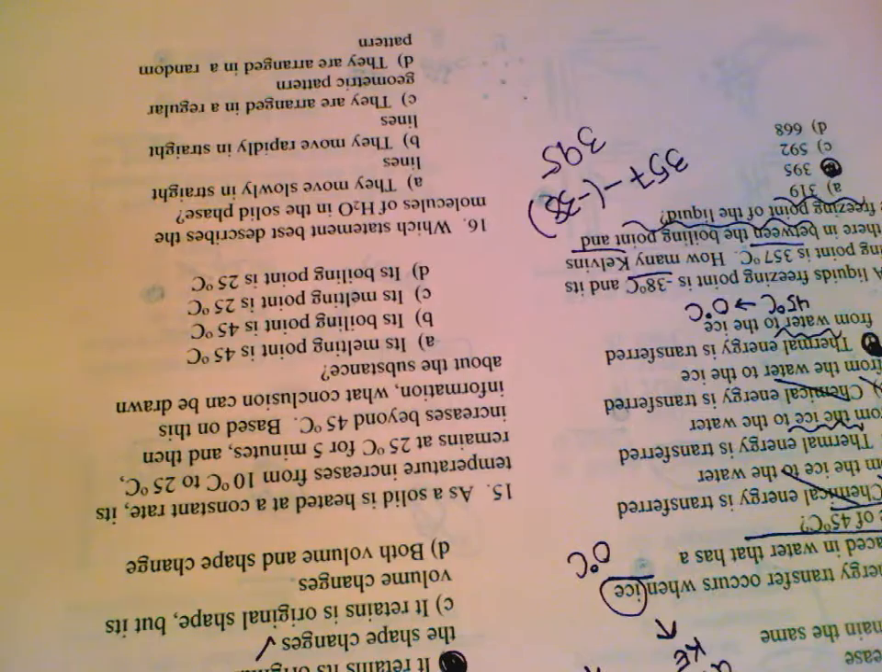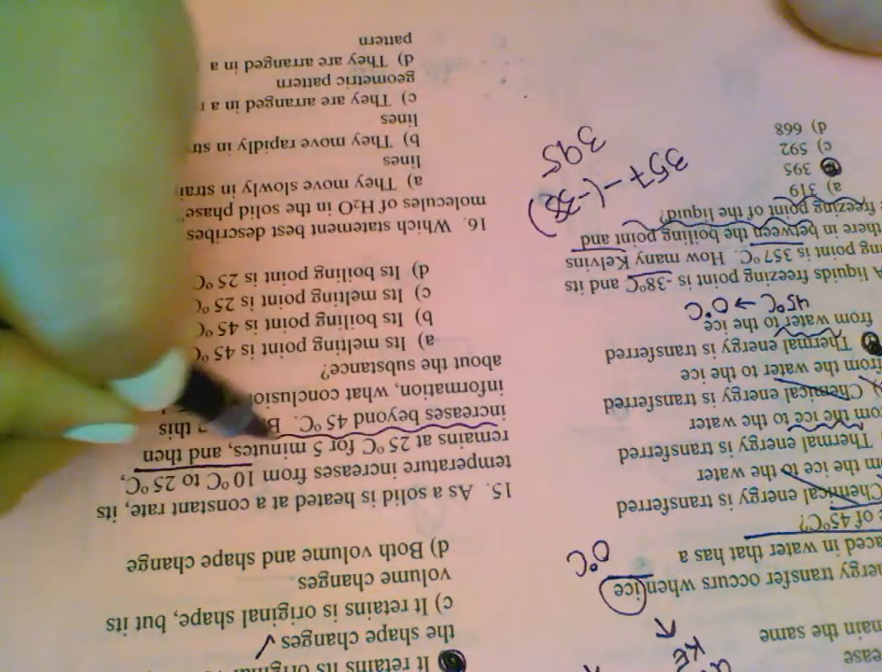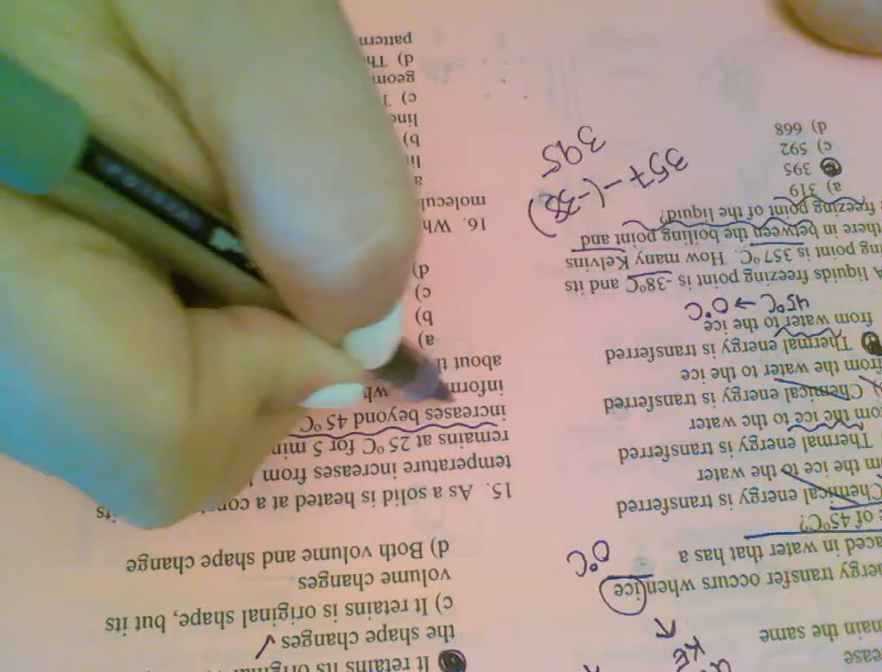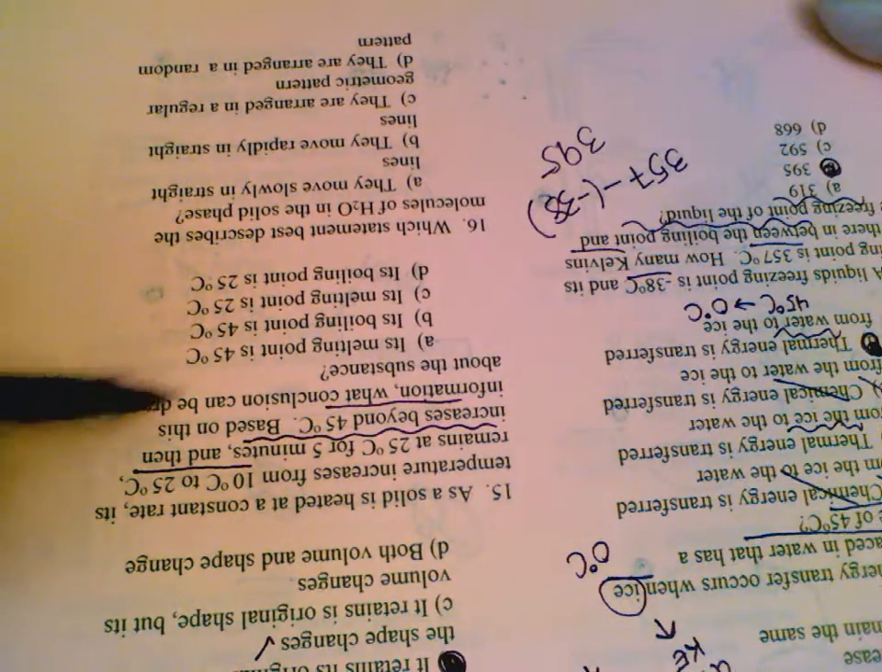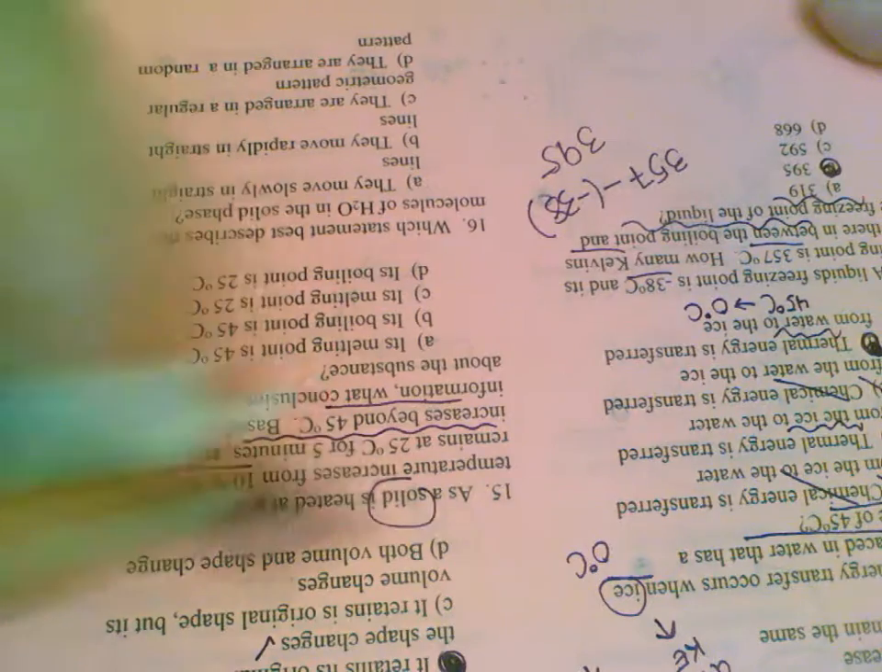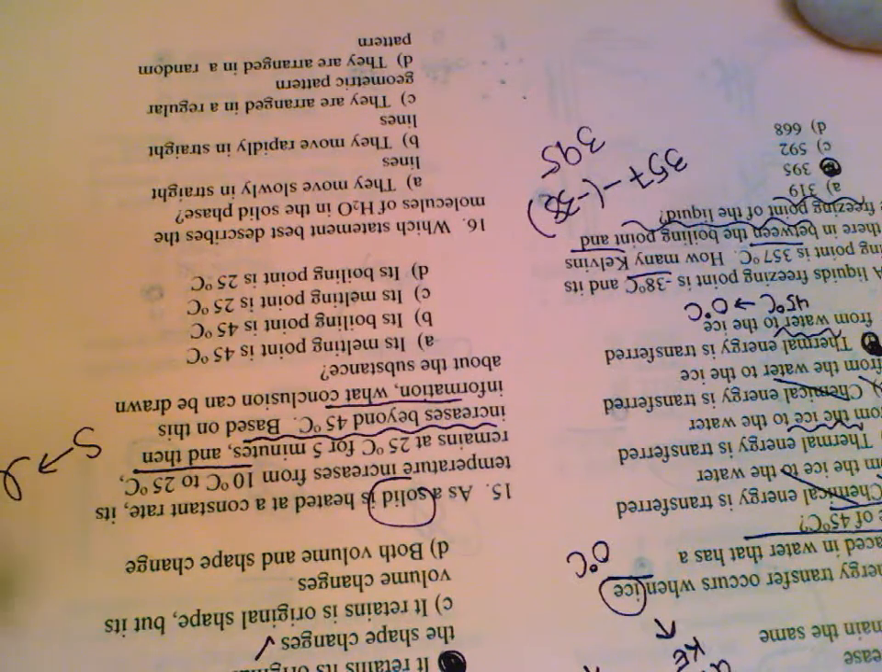15. A solid is heated at a constant rate. Its temperature increases from 10 to 25 degrees Celsius, remains at 25 degrees Celsius for 5 minutes, and then increases beyond 45 degrees Celsius. Based on this information, what conclusion can be drawn? We started as a solid, so a solid was heating. If it was heating, then I was probably going from a solid to a liquid. And solid to liquid, I'm melting.